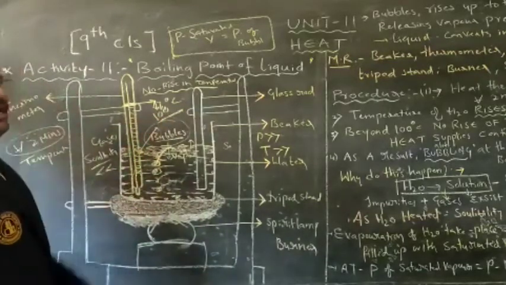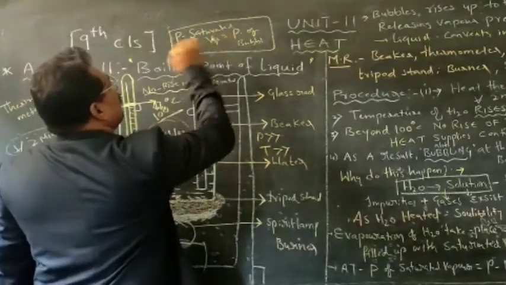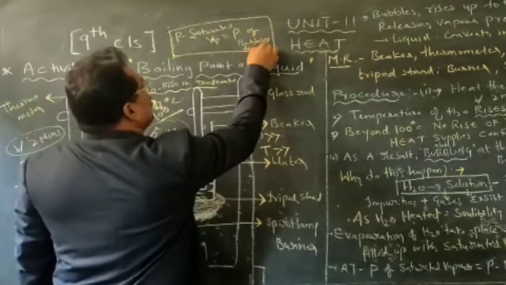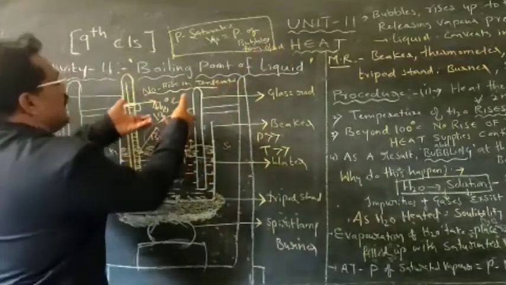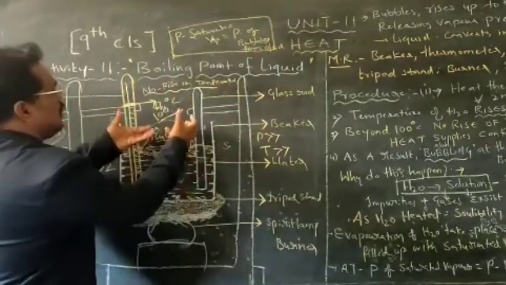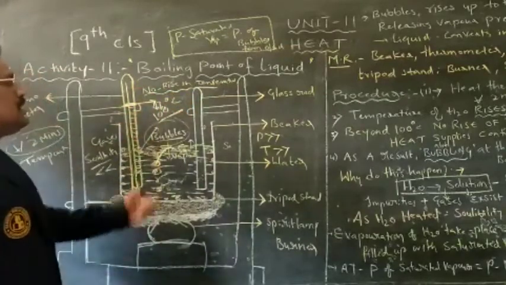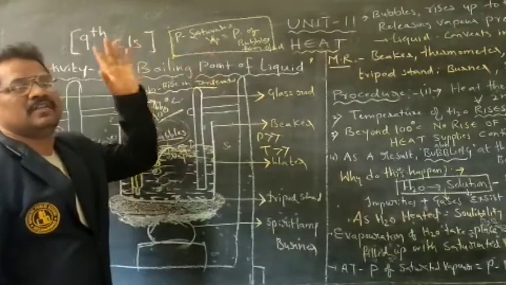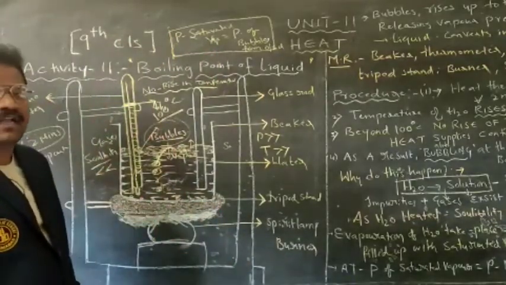At one particular condition, what happens there? The pressure of the saturated vapor will be equal to the pressure on the bubbles from outside. From outside, one pressure will be acting upon the bubbles as they are coming up. That pressure on the bubbles will be equal to the pressure acting upon the saturated vapor. Due to this reason, what happens there?